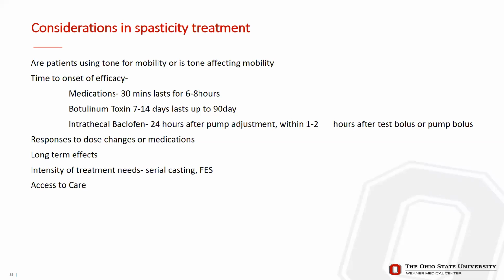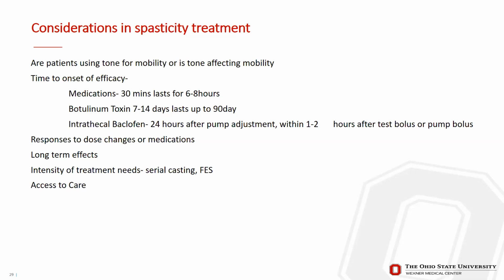So just to wrap up, some of the things that I consider for spasticity treatment: are patients using their tone for mobility? Is the tone affecting their mobility? Time to efficacy and onset of the medications. Oral medications are usually 30 minutes and most last 6 to 8 hours. Botulinum toxin takes 7 to 14 days to be effective after the injections and can last up to 90 days.